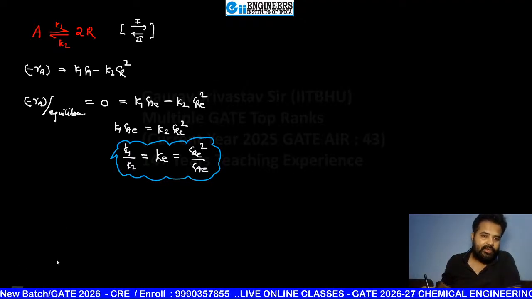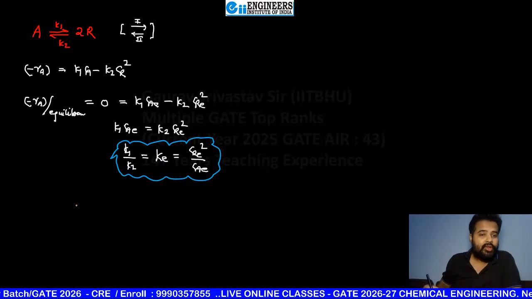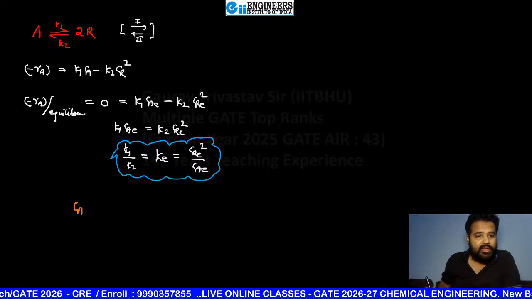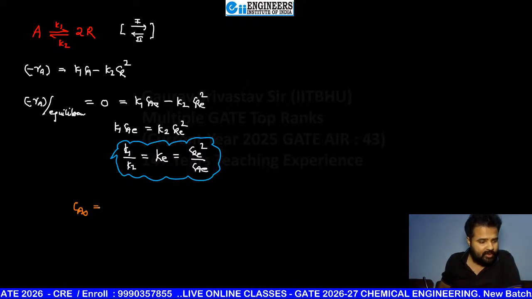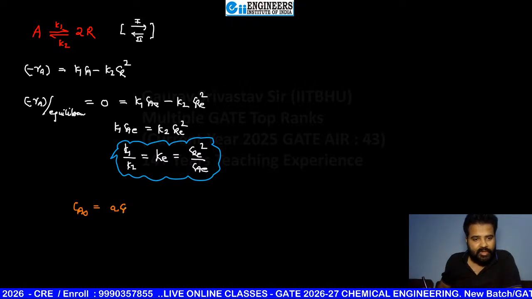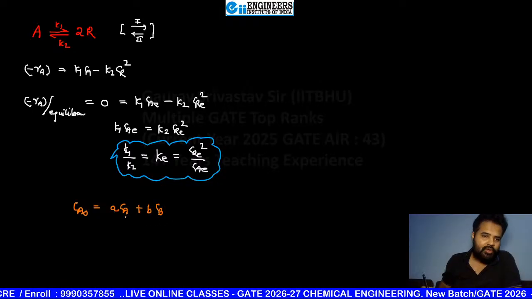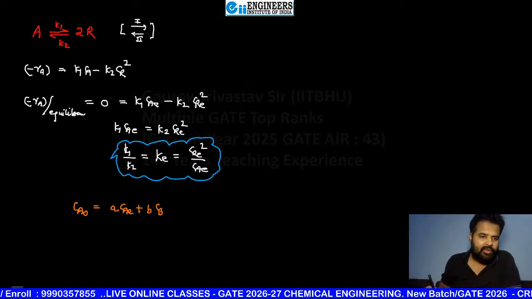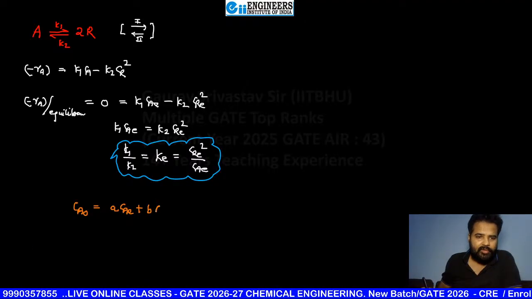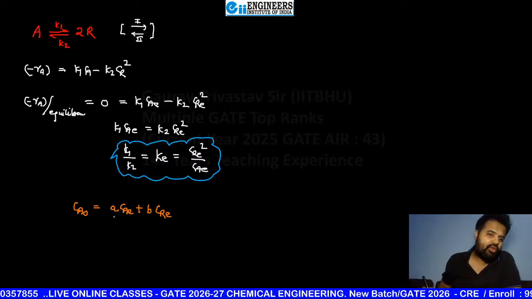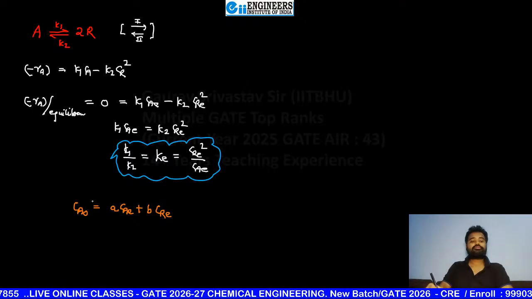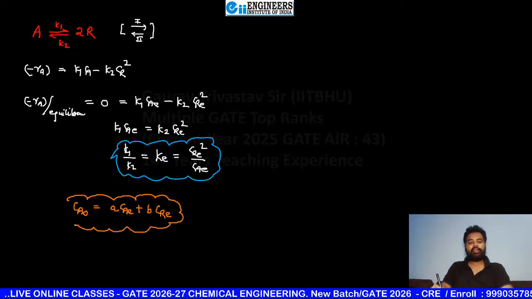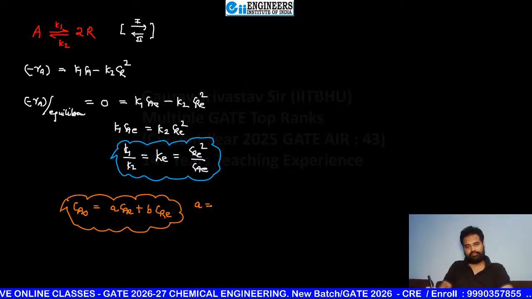Okay, now I am giving one question to you. CA naught is equals to ACA plus BCB, or ACAE plus BCRE. Now tell me the value of A and B here. Come on, बताओ.